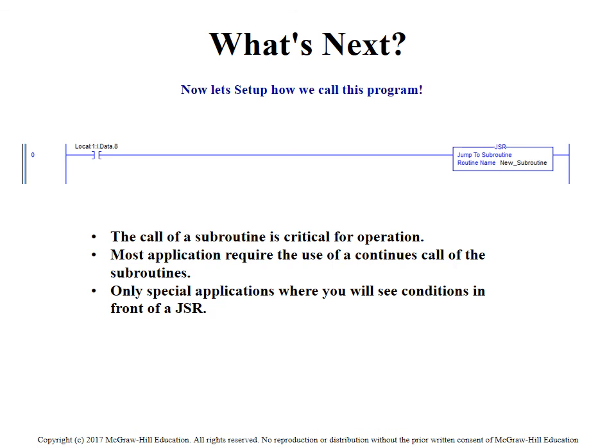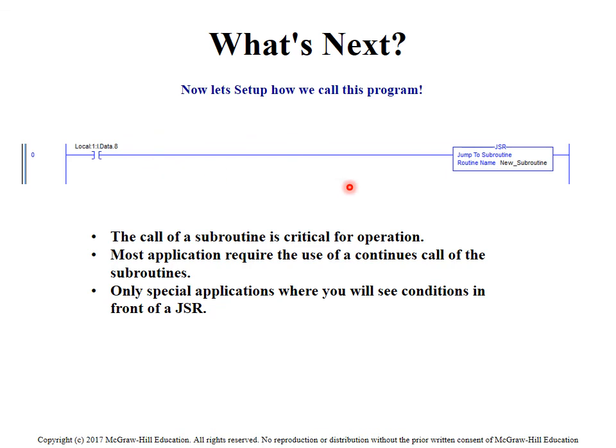So now we're going to set up this JSR. So we call this. The call of the subroutine is critical for operation. Most applications use the continuous call of the subroutine. So, like I mentioned before, in most operations you would not have a contact in front of here.